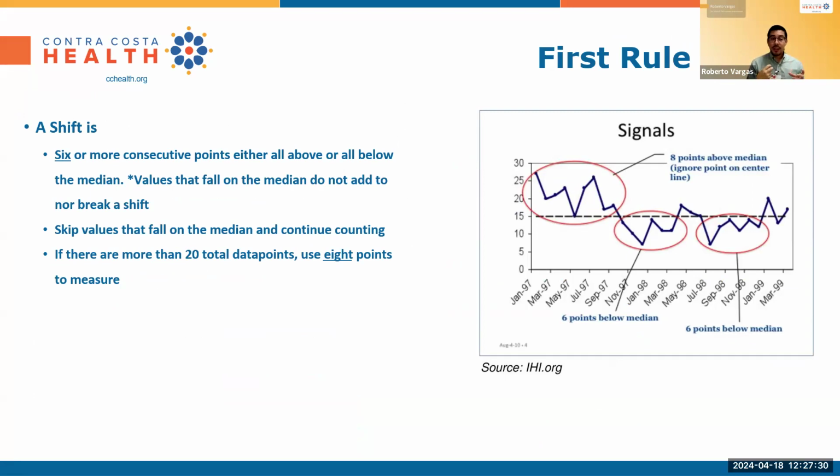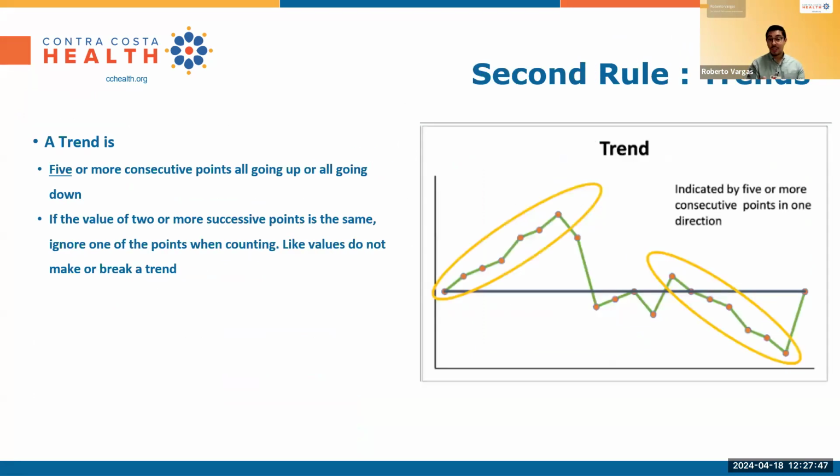There are certain sequences of data points on your graph that signal a certain something. So this one, 6 or more consecutive points above or below the median line, would represent a shift. Now, a shift versus a trend: a trend would be 5 or more consecutive points, all going one way or another, up or down, regardless of whether it goes through the median or not.